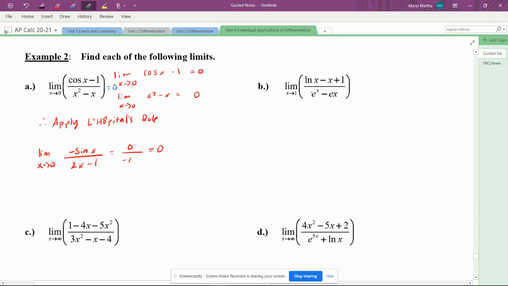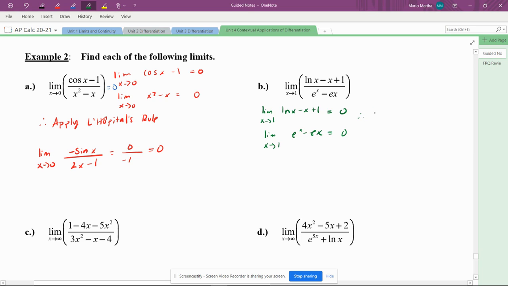So we have the limit as x approaches 1 of the natural log of x minus x plus 1 over e to the x minus e times x. So here e is just a constant, right? And then from there, what we want to do is pretty much just set it up so we know what we're doing again, right? Separately first. So we're going to say that the limit as x approaches 1 of the natural log of x minus x plus 1 is equal to 0, right? The natural log of 1 is 0. 1 minus 1 plus 1 gives me 0. And then the limit as x approaches 1 of e to the x minus e times x, that's going to be just e minus e, which is again 0.